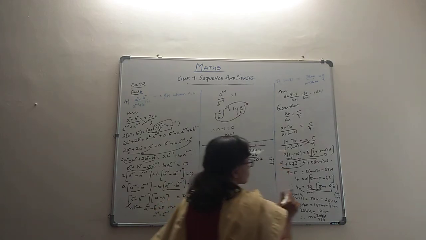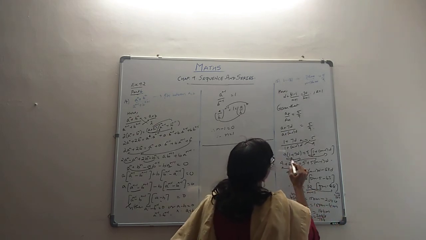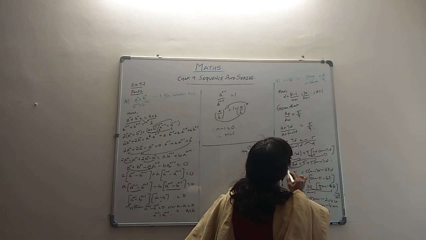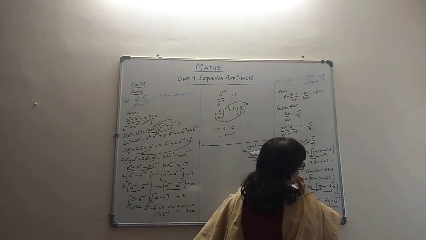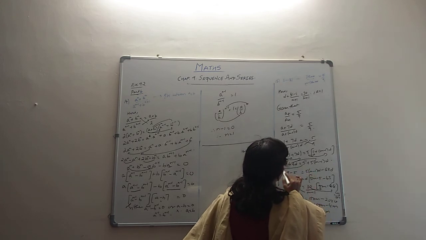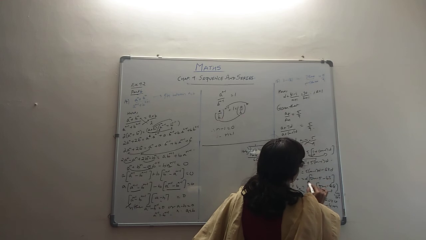My mistake. I'm not so happy with this part. So I must check here. 9 plus 63d, 5 plus 5 times n minus 1d. So it's going there, it's becoming 5 minus 63d.